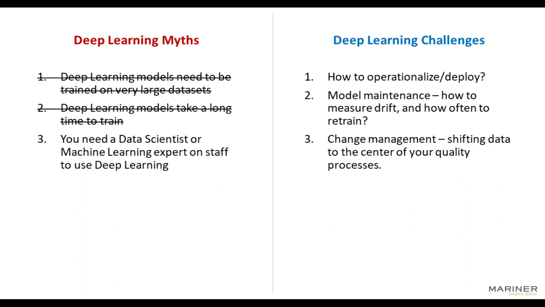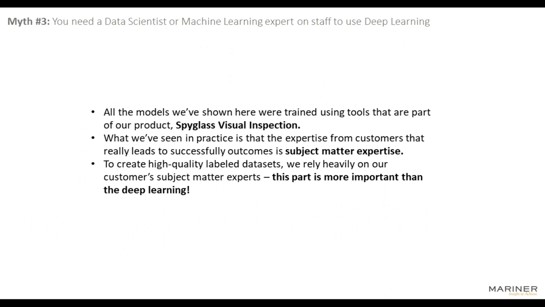Okay, the last myth that we run into is that you need a data scientist or machine learning expert on staff to use deep learning. Back in maybe 2012, maybe all the way to 2015, 2016, that was definitely true, but it's certainly not true anymore. All the results that we've shown you today are from our product, Spyglass Visual Inspection, and we're built on what we consider to be the best of the open source. So we leverage PyTorch, a library called FastAI. The tools are out there, and there are products and solutions like Spyglass Visual Inspection from us, and other products as well, that really abstract this complexity away.